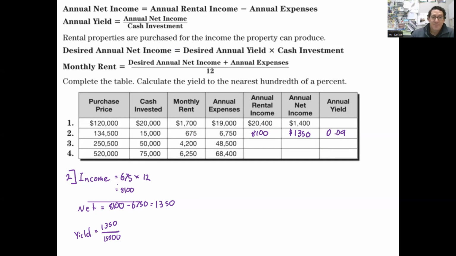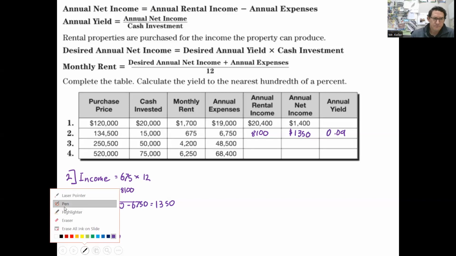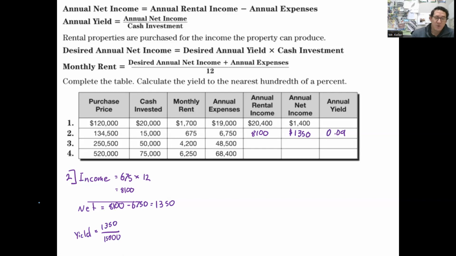That's not too bad. What would be helpful if you are going to charge rent, if this is what you want to do, is figuring out the desired annual net income. Basically, you want a yield that's more than inflation, so you're actually making more money than inflation from this investment. So anyway, let's go on to number three.